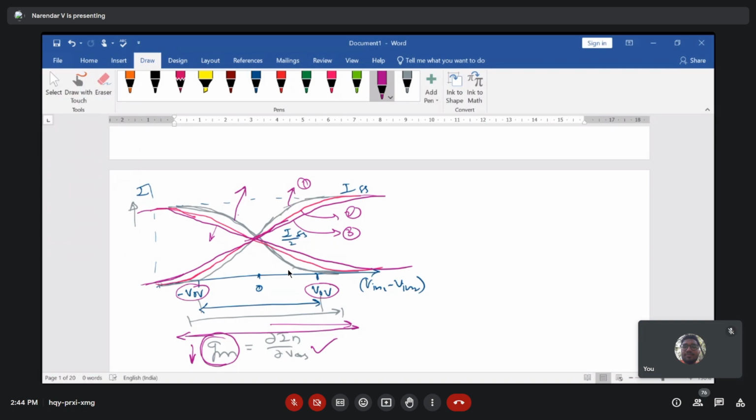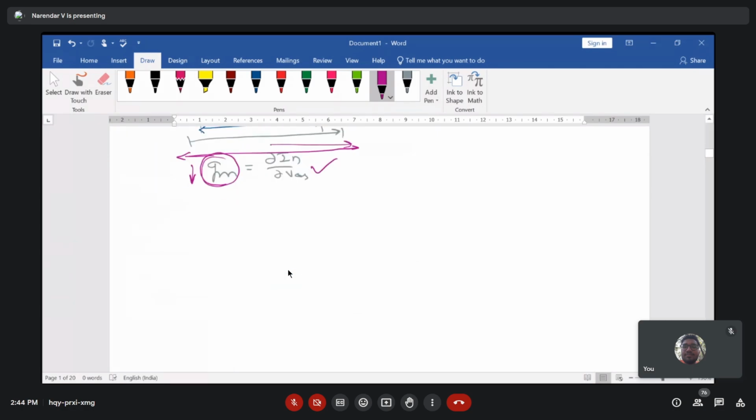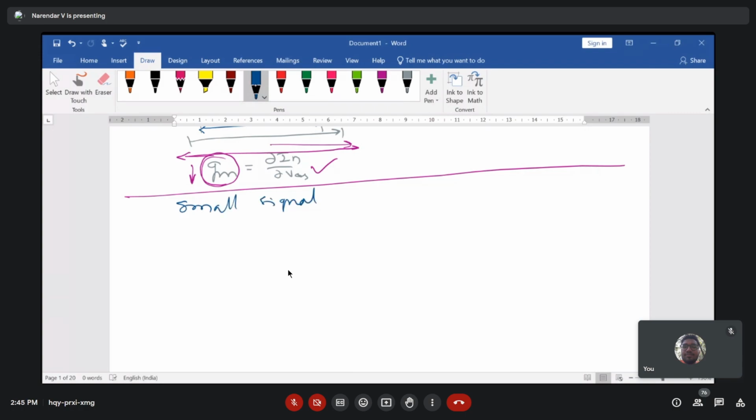And now we'll see the small signal model for this differential amplifier. So this is about the differential operation of your differential amplifier. Now we'll see the small signal model of your differential amplifier. So let me draw the same here again. We keep on drawing the same differential amplifier again and again.